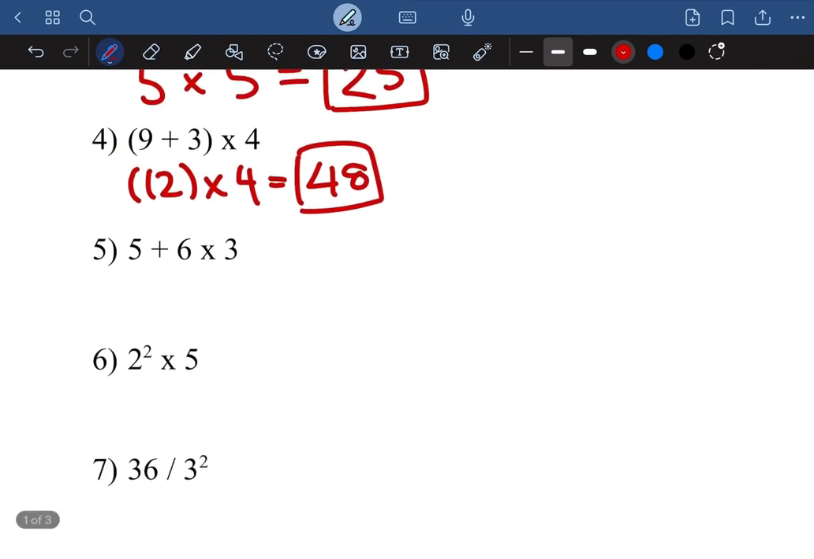Number 5, we have 5 plus 6 times 3. So multiplication comes first, so we're going to multiply 6 times 3 first. 6 times 3 is 18. 5 plus 18 is 23.